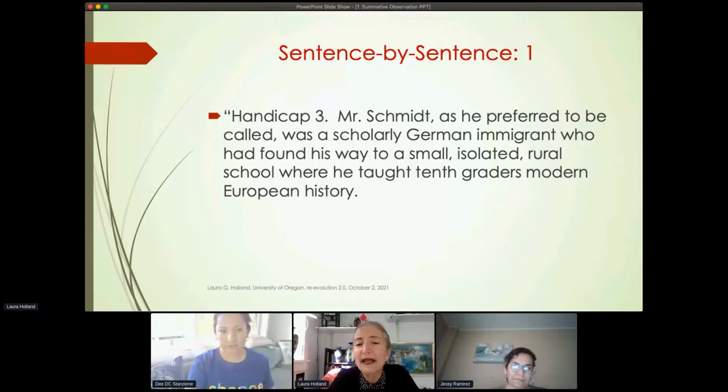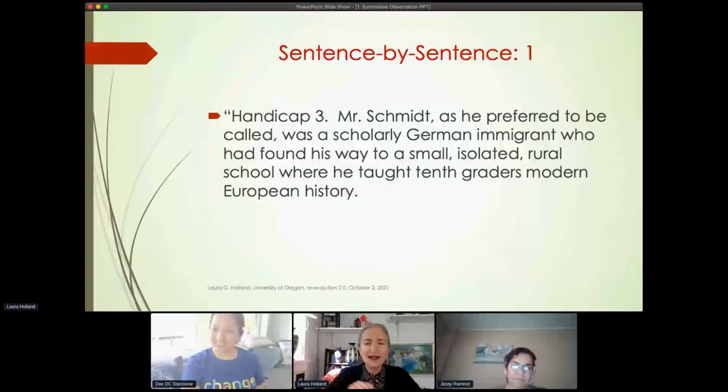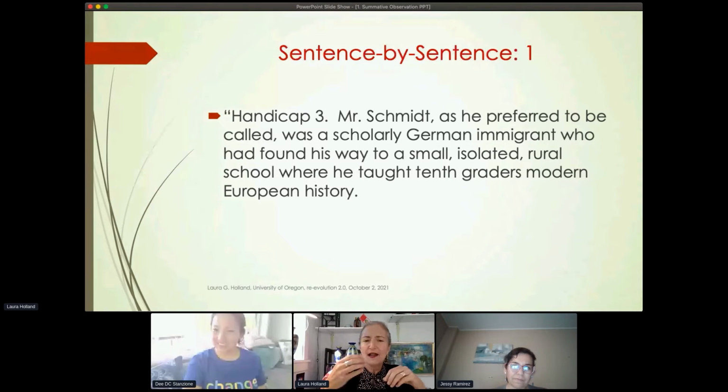"Was a scholarly German immigrant who had found his way to a small, isolated rural school where he taught 10th graders modern European history." How could we transform that into a facts-only sentence? Well, what might we take out? Is it the part that he had found his way to a small, isolated rural school? I mean, just that he taught 10th graders modern European history. That's exactly what I think too, Jessie. I think Mr. Schmidt taught 10th graders modern European history.